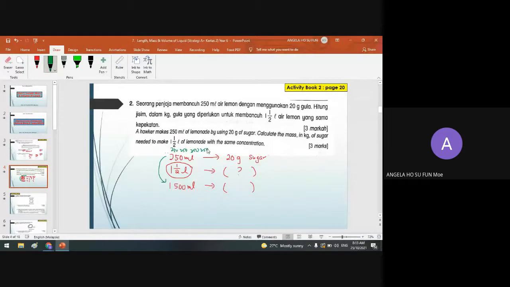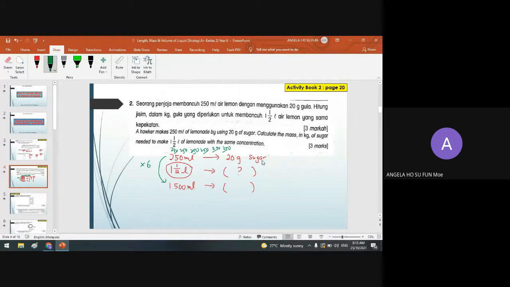250 is 500 again, so 1,000. 250 and 250 is another 500. 500, so it's 1,500. So I know there are how many 250 inside here? 1,500. 1, 2, 3, 4, 5, 6. So I know that if I use 250 times 6, I will get 1,500 ml.